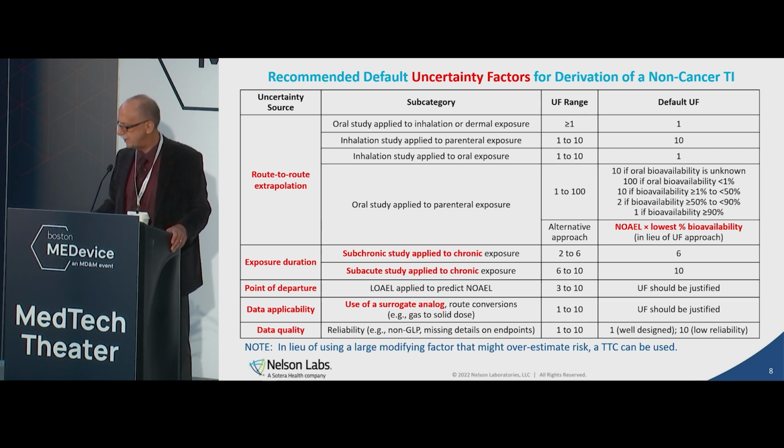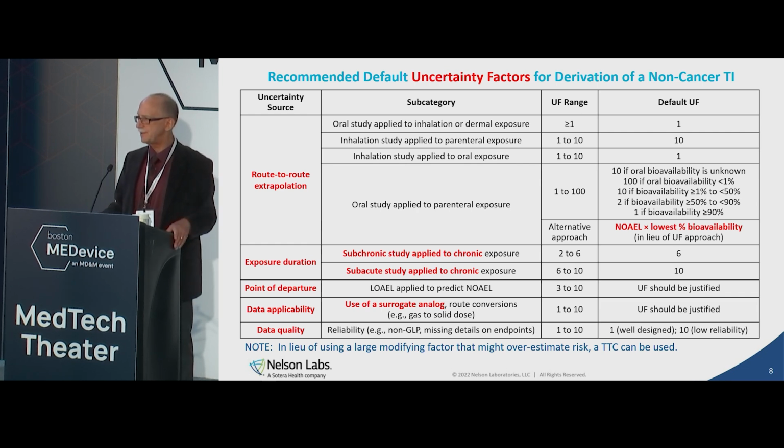And there are other uncertainty factors which I'm probably not going to go into detail on, just to say that there are default values, and we have to be wary of those because you can't deviate unless you justify it. If a subchronic study is applied to chronic, you have a factor of 6 extra uncertainty. Subacute to chronic, it's a factor of 10. And there are a few others like oral bioavailability.